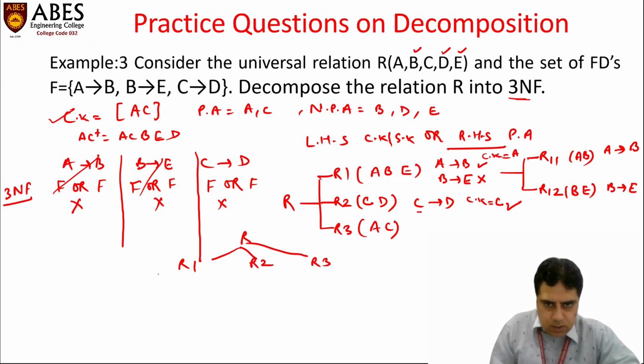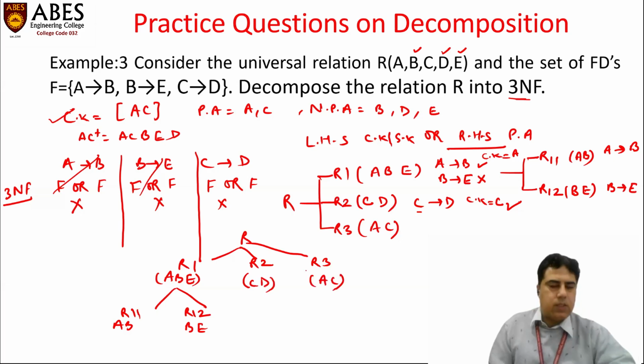So the decomposition of R is into R1, R2 and R3. R1 is ABE, which is further decomposed into R11 and R12, with attributes AB and BE. In R2, the attributes are CD, and in R3, the attributes are AC. I hope you will understand the concept.